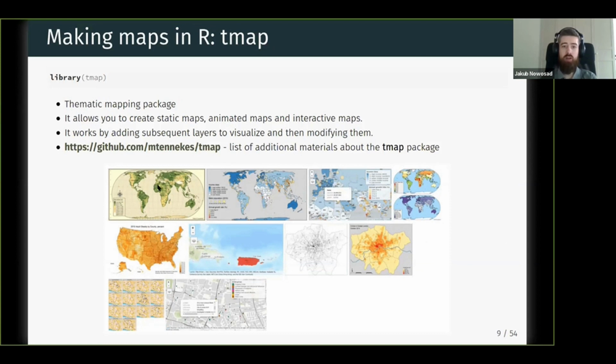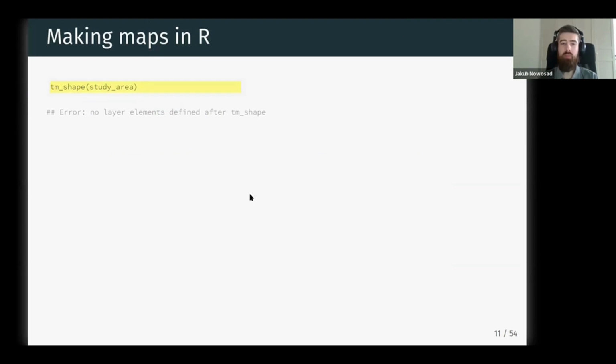For example, you can find all of the code on how to create those examples that you can see on the slide. So all of those examples were created using this package. And for most of them, it's just a few or maybe a dozen lines of code. So how does tmap work? Maybe some of you are already familiar with the ggplot2 package. Both those packages, tmap and ggplot2, share the same idea about some grammar of graphics. And there are slight differences, but the main idea is very similar.